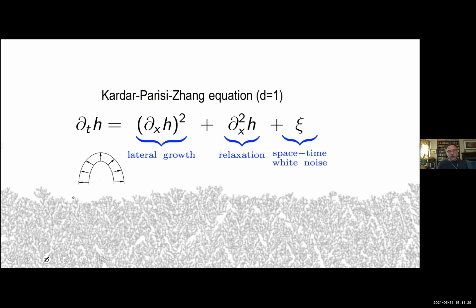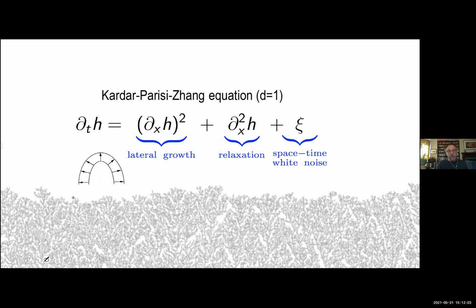And then there's another term, the relaxation term, which is, as you can imagine, put in there to keep the interface as an interface. So it's a somewhat smoothing term, but the balance between the space-time white noise and the smoothing term is, of course, very delicate. Even if you didn't have the nonlinear term, you would see this as the linear stochastic heat equation, and you know that this thing has a Brownian invariant measure. And then the most important term is this lateral growth term.